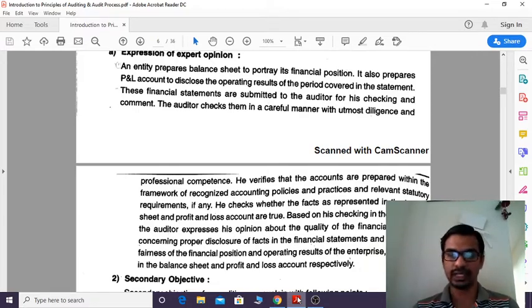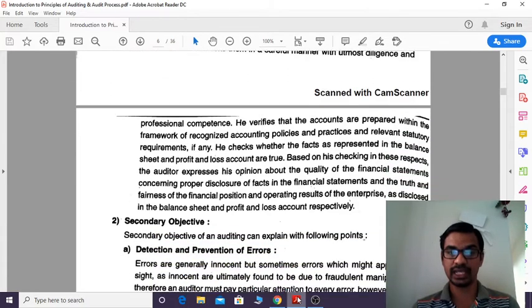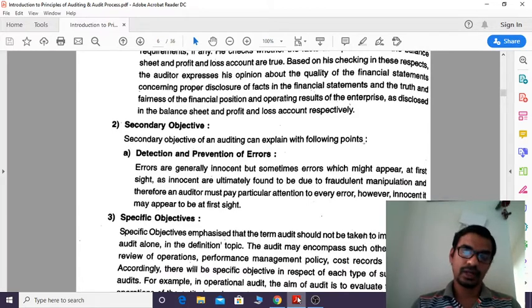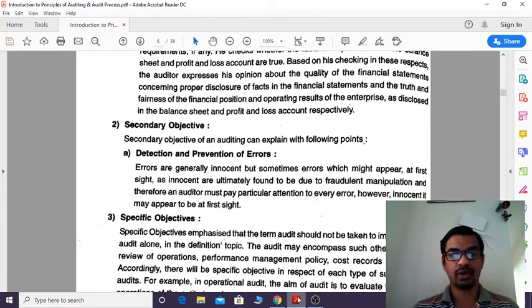Okay, so it is the primary objective of the accounting. Now secondary objective, under that the main point is what? Detection and prevention of errors as well as fraud.